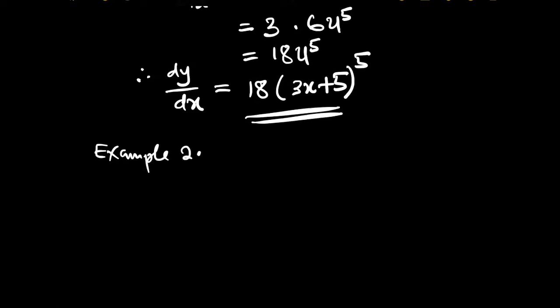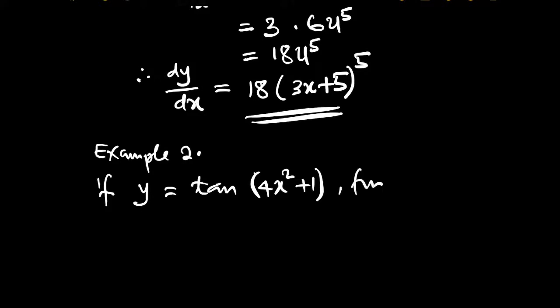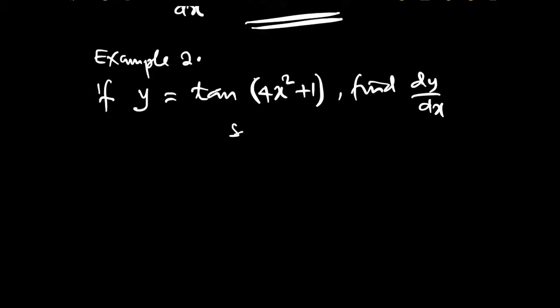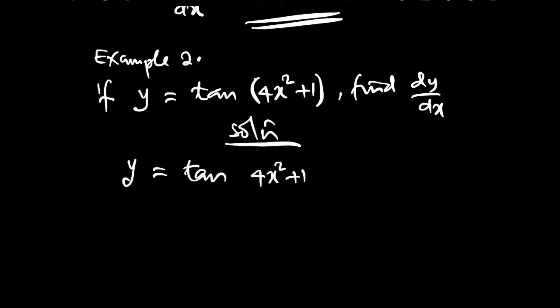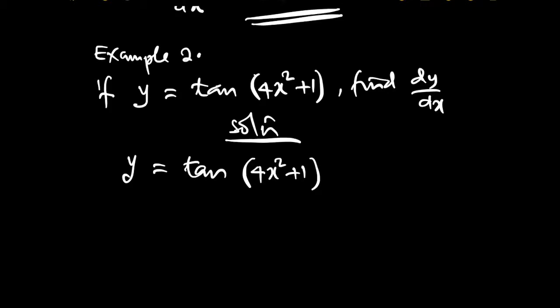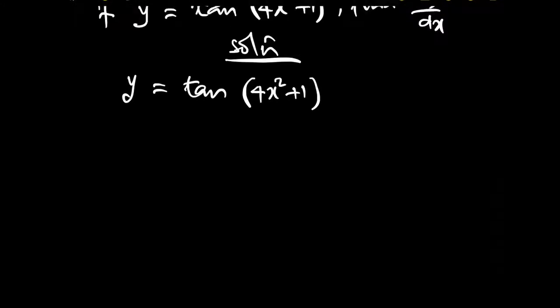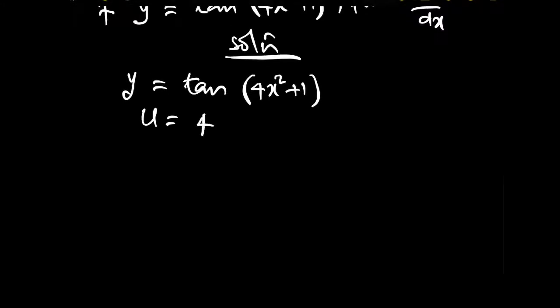Example 2. If y is equal to tan(4x squared plus 1), find dy/dx. Solution: y is equal to tan(4x squared plus 1). Let u be equal to 4x squared plus 1.